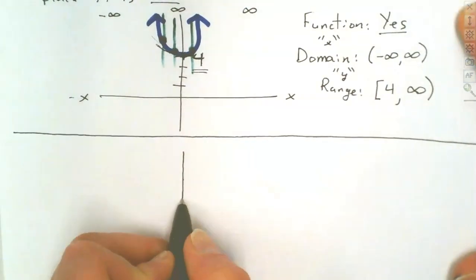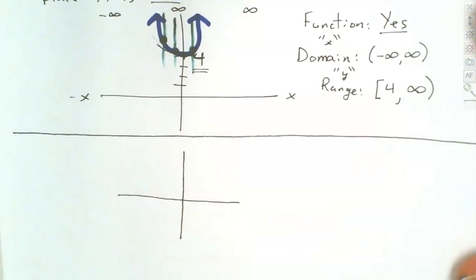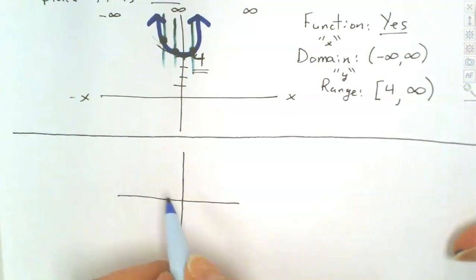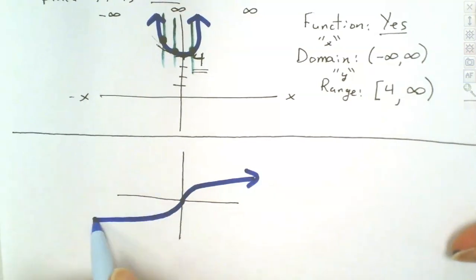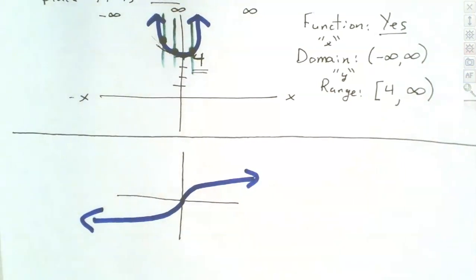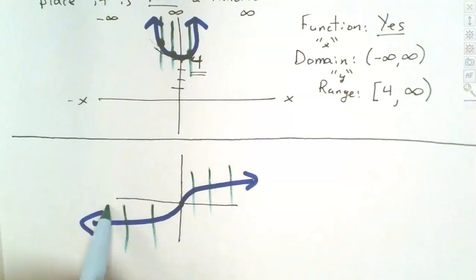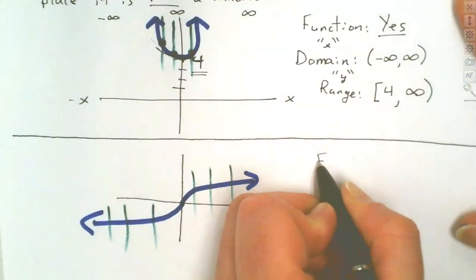So let's look at another one. And let's see if this one is a function or not. This graph here, do you think this is a function? It's pretty easy. If I draw my lines, each line touches the graph at what? Only one place. So that means this is a function.